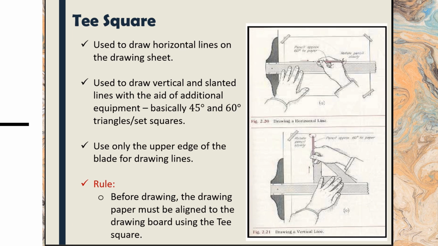Also, on your T square, you use only the upper edge of the blade for drawing lines. You do not use the lower edge of the blade. It is only the upper edge of the blade that is used to draw lines, and it is only the upper edge of the blade that is calibrated. The lower edge is not calibrated. So you use only the upper edge of the blade to draw your lines.